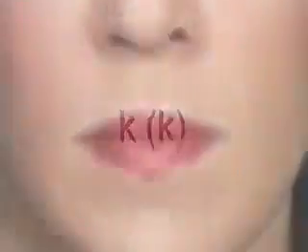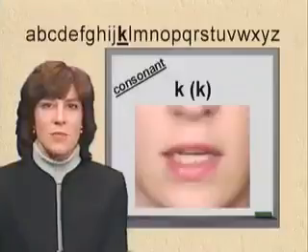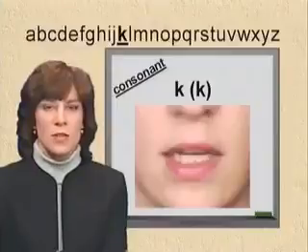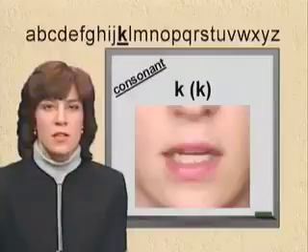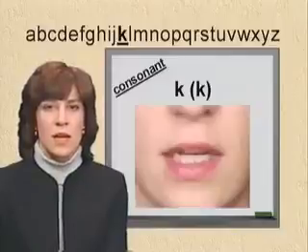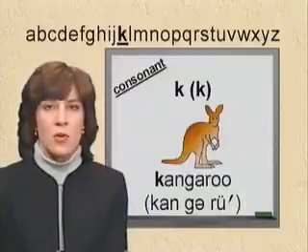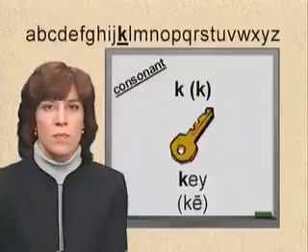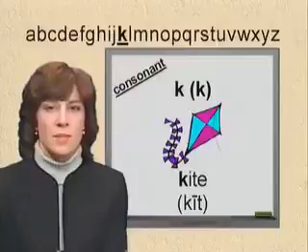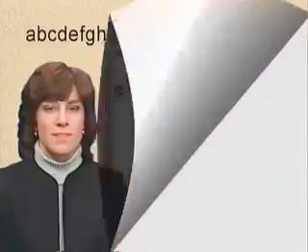K. The K sound is made by opening the mouth medium wide. The teeth are slightly apart, with some of the top and bottom front teeth shown. The sides of the tongue touch the top back teeth. Air is blown through quickly. K. Kangaroo. Key. Kite.